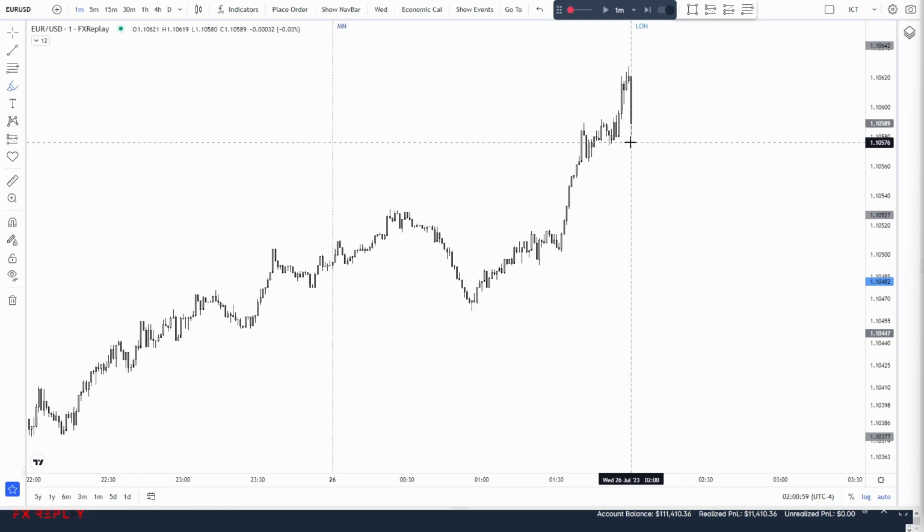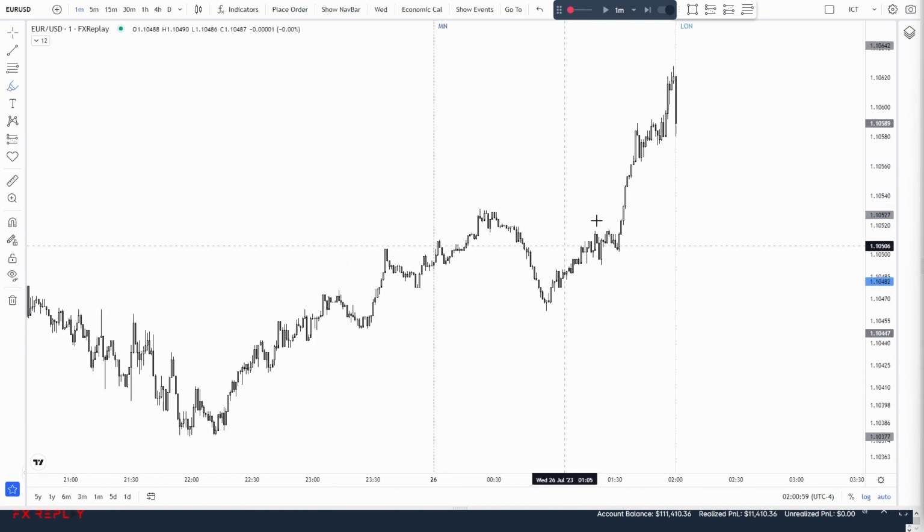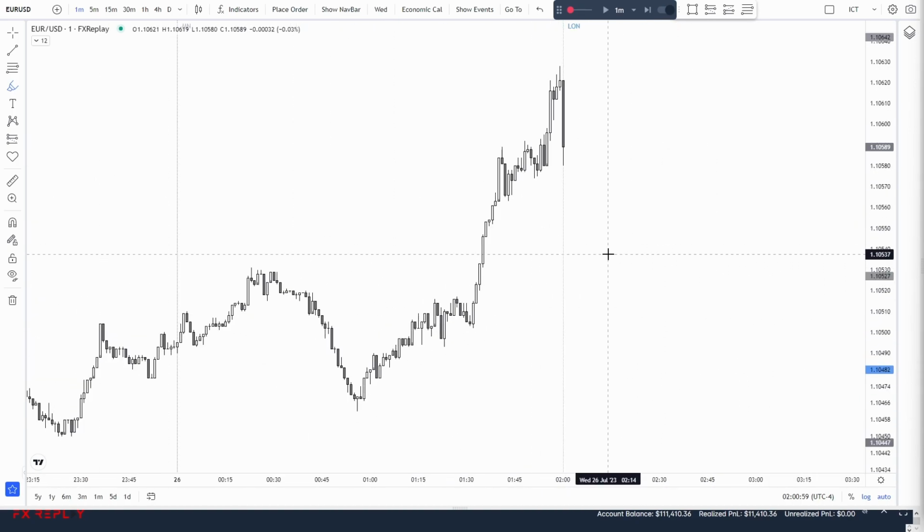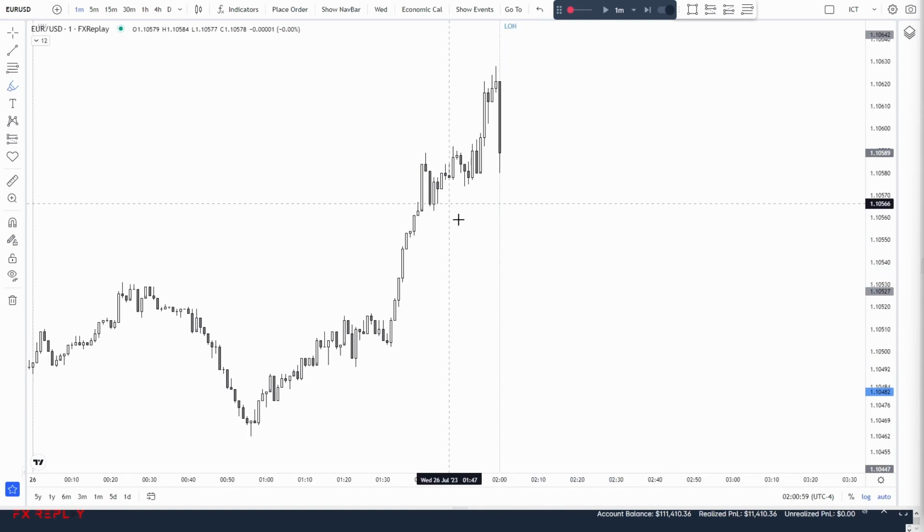All right, so coming up to the London session here, as we can see, we've been trending really bullish all day. So now I would be looking for possible bullish entries after a sweep of a previous low that we have.